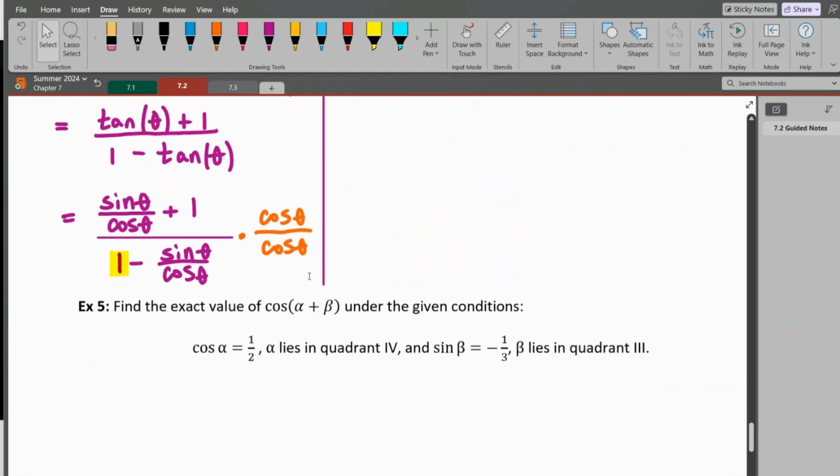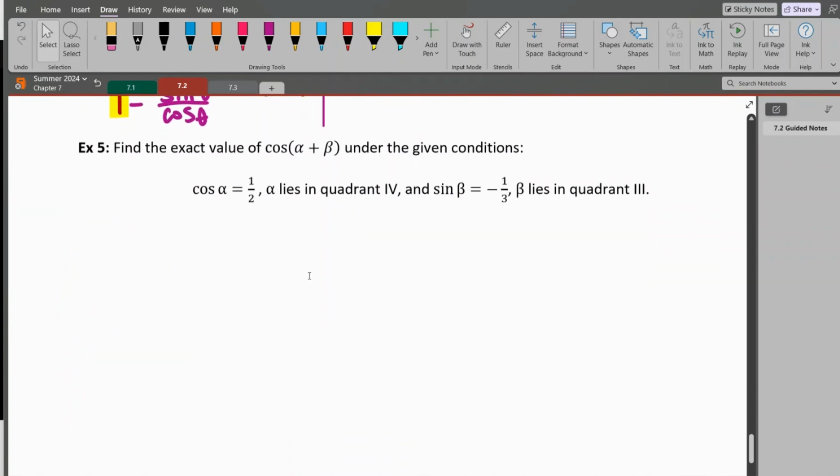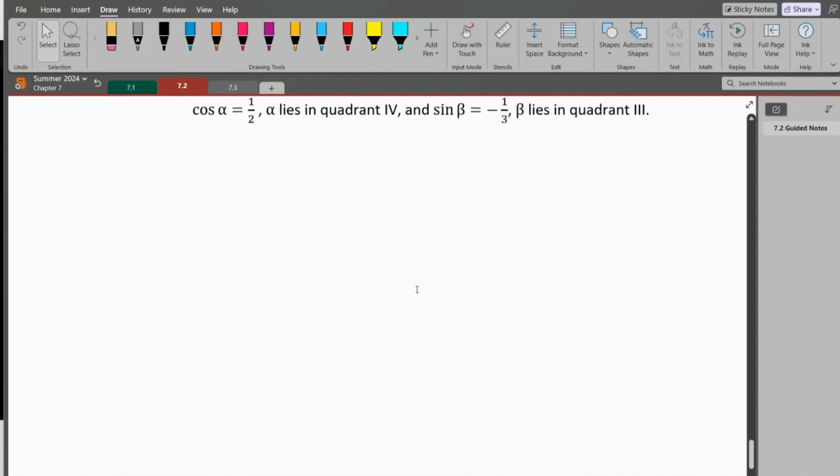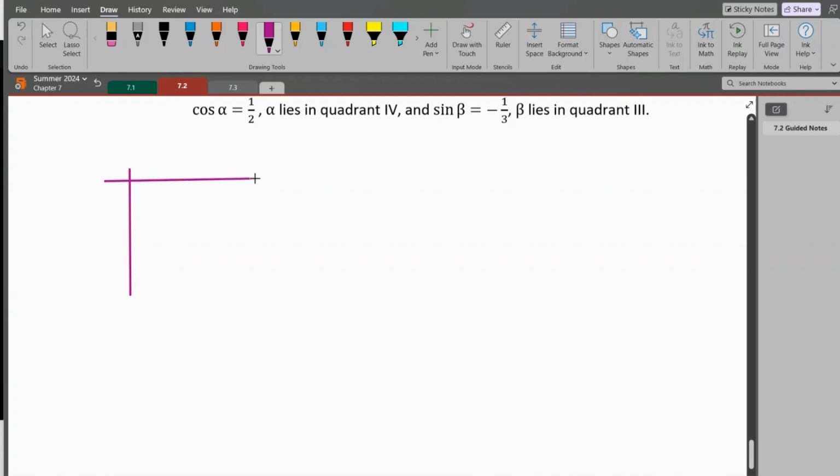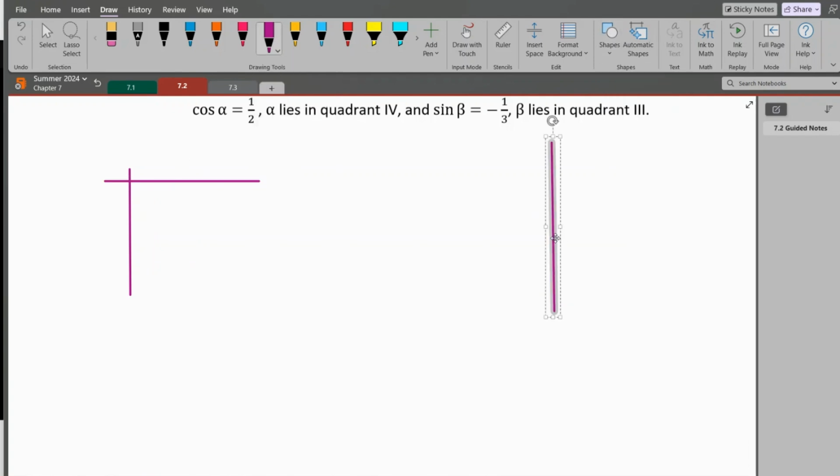So here's our last one. This says to find the exact value of cosine of alpha plus beta under the given conditions. We've been given two angles, and we've been told what quadrant they lie in. And we've been told some information about a trig function and what it's equal to at those two angles. Alpha here is in quadrant 4, so I'm just going to sketch quadrant 4 here. Similarly, for beta, which is going to be in quadrant 3, I'm going to make a sketch of quadrant 3.